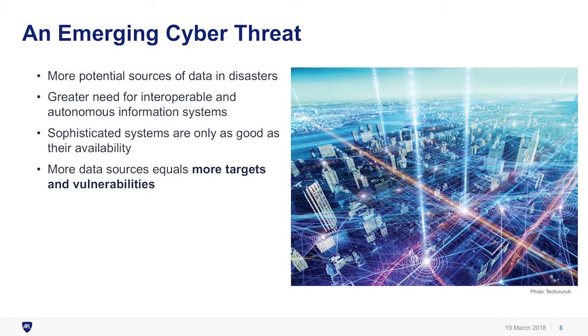There are far more potential sources of data in disasters and really in all settings. And as a consequence, there's a greater need for interoperable and autonomous information systems. But sophisticated systems are only as good as their availability. And as you have more data sources, you have more targets and more vulnerabilities. In some cases, maybe that's nefarious. Maybe it's hacking the IoT of an ICU. But in other cases, it's just a matter of the field. I mean, if you've got more potential streams coming in, there's more opportunity for just basic failures in communication or information infrastructure simply not being available at a critical time that you need it.